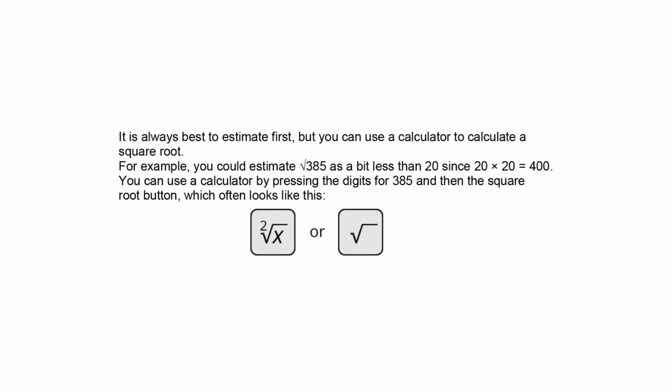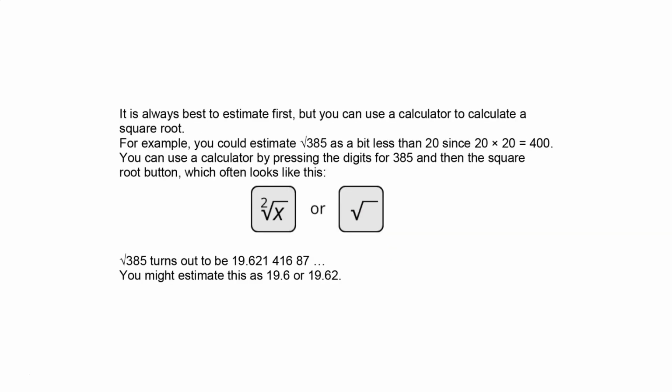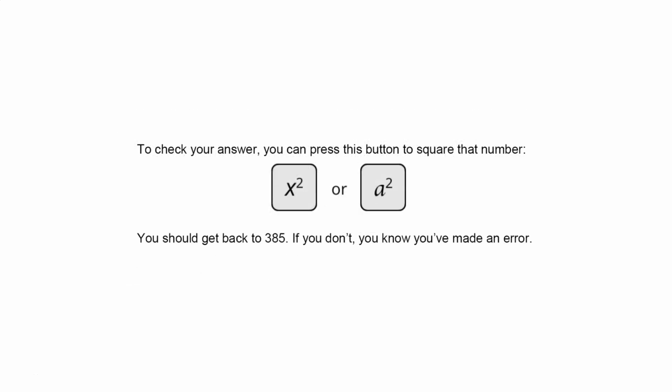You can use a calculator by pressing the digits for 385 and then the square root button, which often looks like one of these two. Also note that some calculators require you to hit the square root button first and then type in the number 385 that you want the square root of. Square root of 385 turns out to be 19.6214687. You might estimate this as 19.6 or 19.62. To check the answer, you can type in the number and then square it or just multiply it by itself. You should end up back at 385.